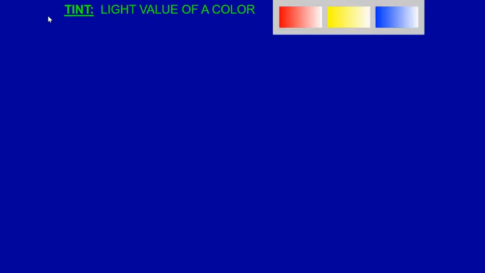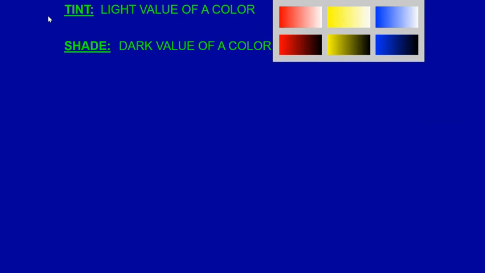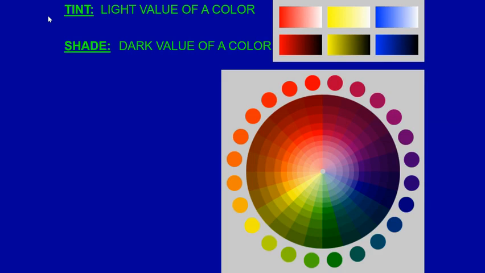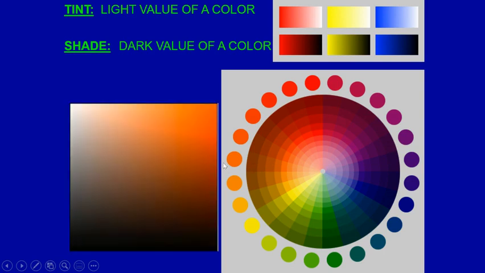A tint is a light value of a color. When you add white to a color, you are tinting it. A shade is the dark value of a color. When you add black to a color, you are giving it a shade. So here is a color wheel that has all the tints and the shades. It looks like the pure colors are around the outside, the tints are in the center of the circle, and the shades are around the outside of the circle.